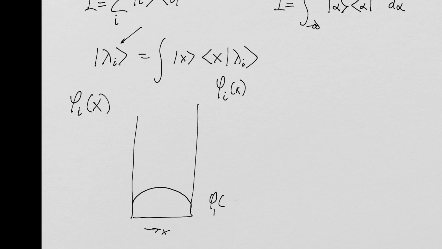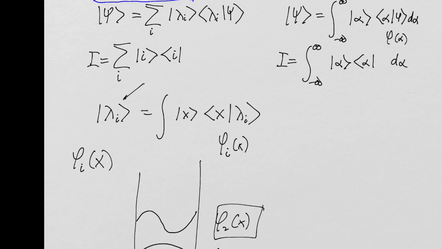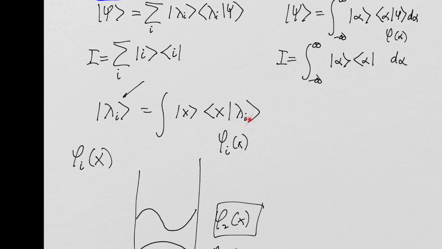But this is the x direction, right? So there's x there. And these are the stationary states, right? So we're not including t. And then you might have the second one like that, and that's phi 2 of x. And these eigenfunctions are wave functions, but they're wave functions for the eigenstates. Well, how do we write the wave function for the eigenstate? Well, if that's an eigenstate, we've got this, right?